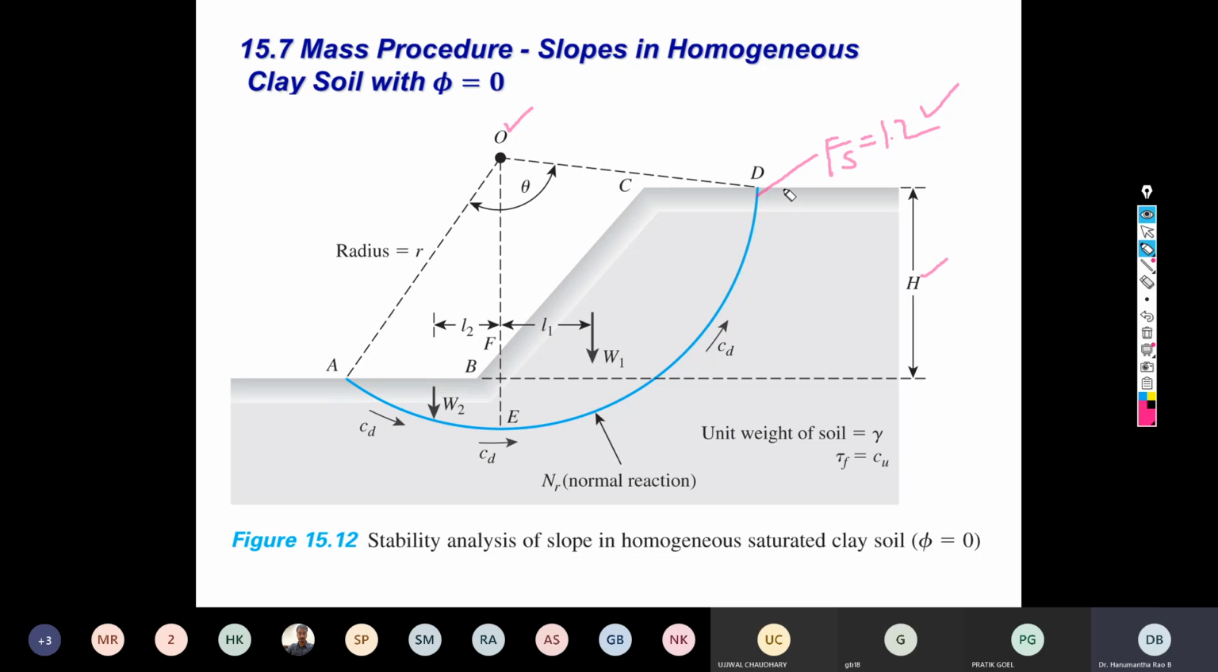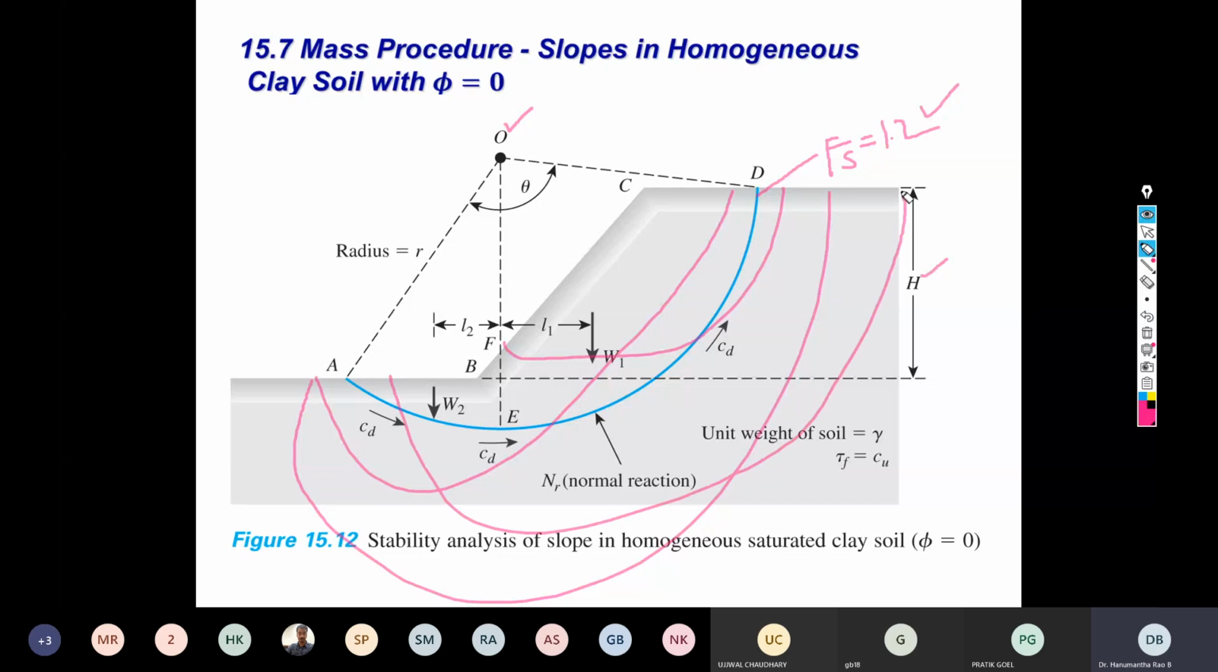For example, this is another circle, and this is another circle. So you can draw any number of trial slip circles for a given slope, and corresponding to each trial slip circle, one can get a particular value of the factor of safety.